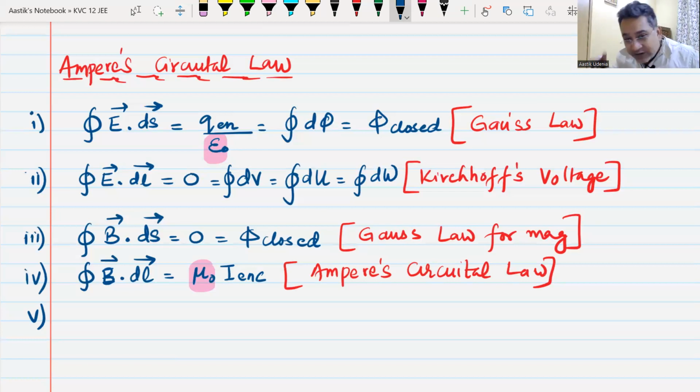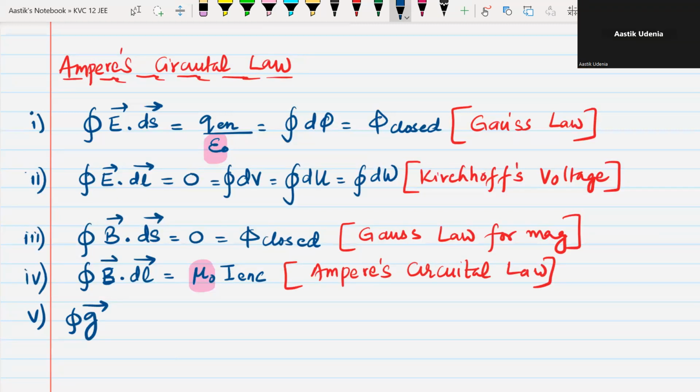So, this gentleman also exists for the gravitational field. The surface integral of G, where G is the gravitational field, dot ds. Can anyone tell me what that is equal to?